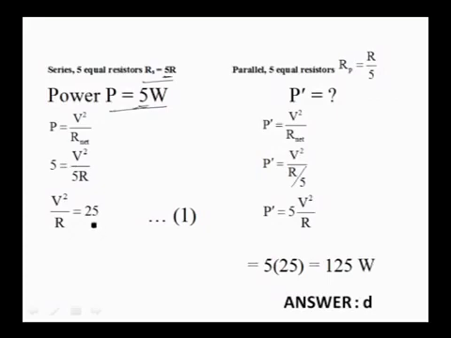5 into 5 is becoming 25. That is V square by R is equal to 25. Give it as equation number 1. Now, for the same resistors in parallel, the effective resistance is R by 5.